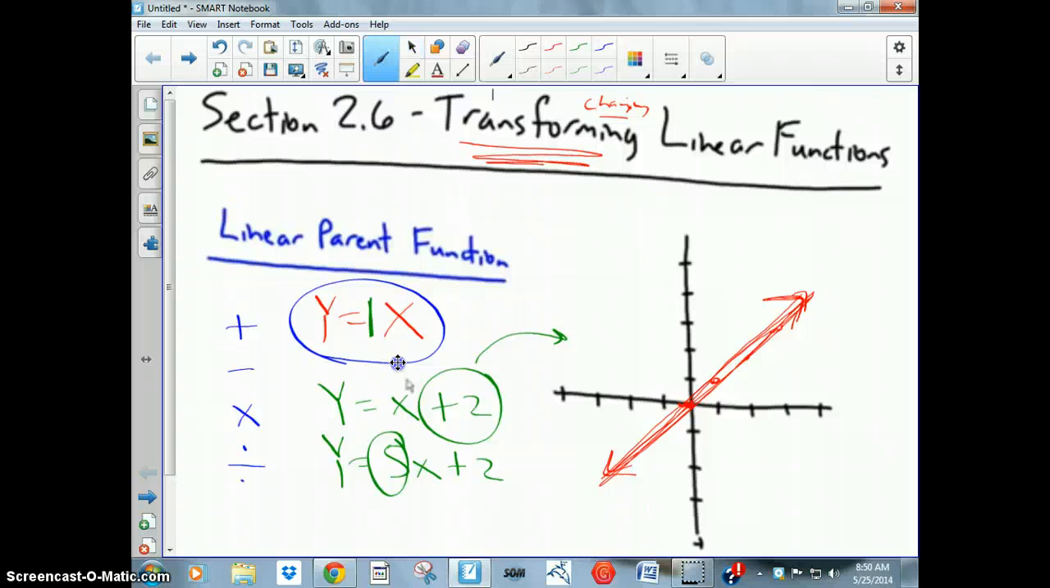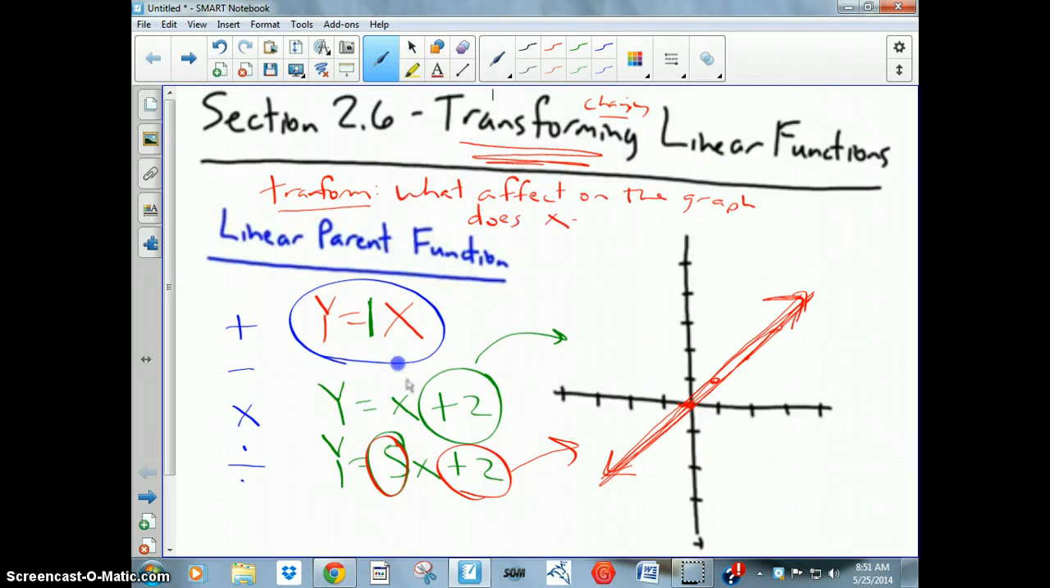And so basically, transforming is what is the effect that these numbers have on the graph, and that is what you have to learn. Now I'm going to write that up here. Basically, transforming is asking the question, what effect on the graph does add, subtract, multiply, and divide have on that graph? And that's what we're going to talk about here during this video.